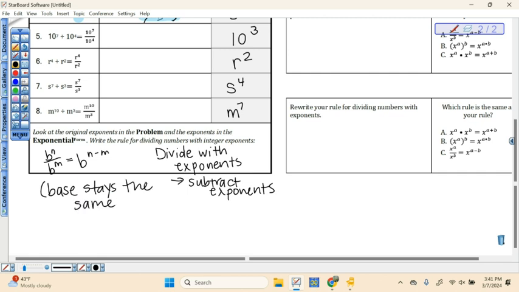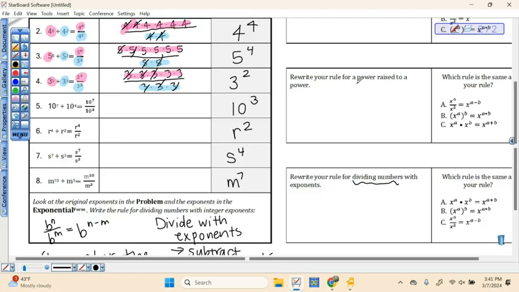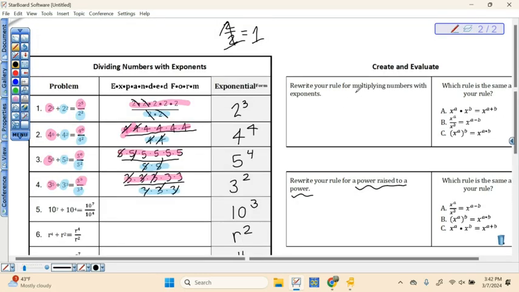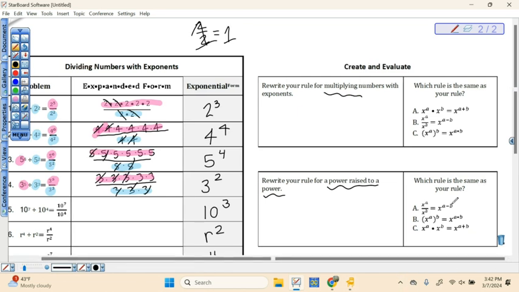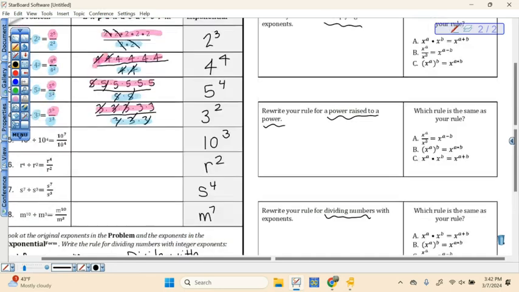All right, last thing you need to do is just rewrite your rules, and you can rewrite them like this. You can write them any way you want to, as long as it'll help you remember. So rewrite your rule for dividing with exponents, rewrite your rule for a power raised to a power, rewrite your rule for multiplying, and then answer which rule matches yours, which rule matches what you just said.